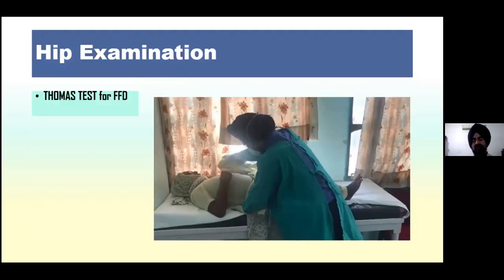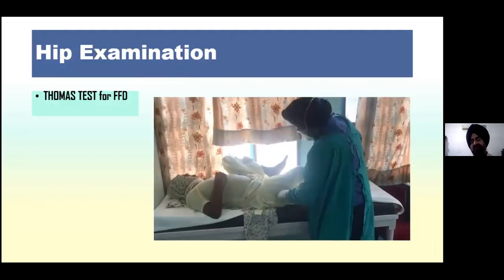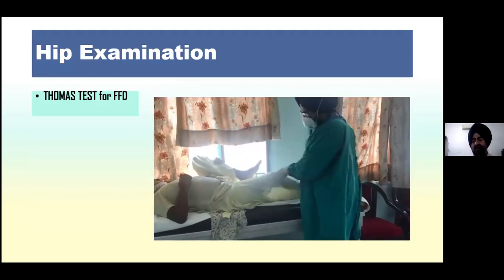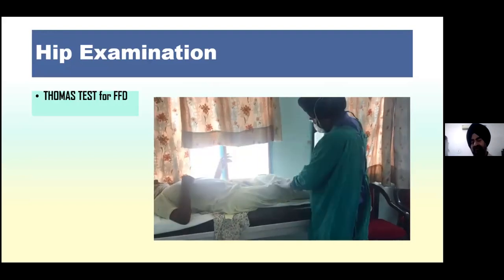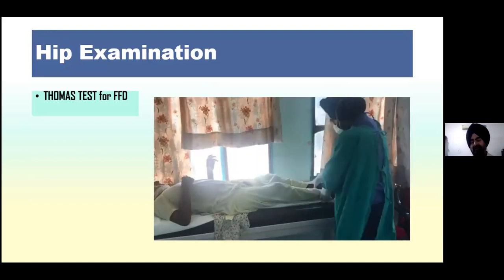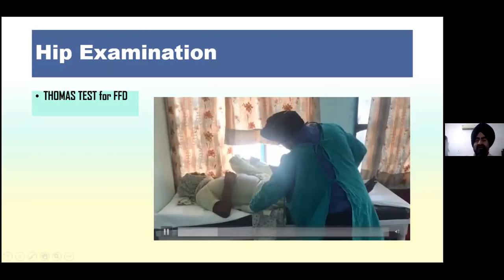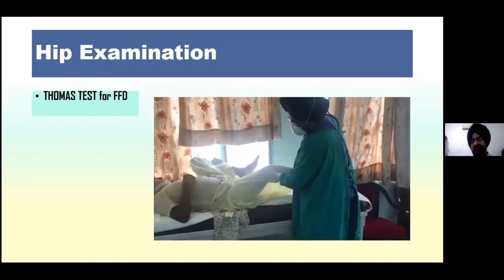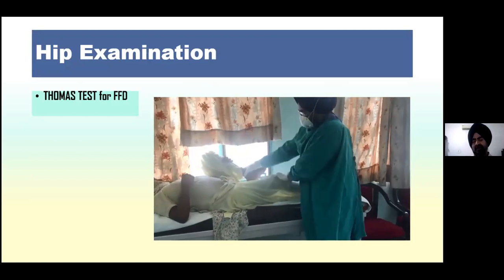This is how I'm doing the Thomas test for the fixed flexion deformity. See, the patient is cooperating with me. He has also kept his normal hip in flexion, and as soon as I extend the leg, the lumbar lordosis becomes obvious and the limb tries to touch the couch. But when the hip is flexed, see what happens? See the deformity. So this is the common Thomas test for the fixed flexion deformity of the hip. It is a very important test.